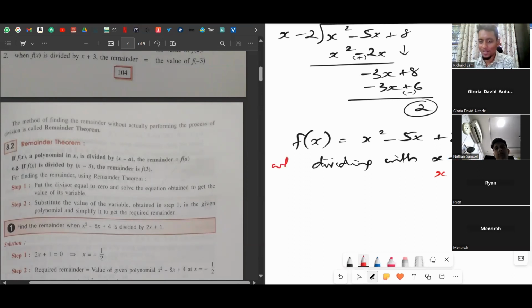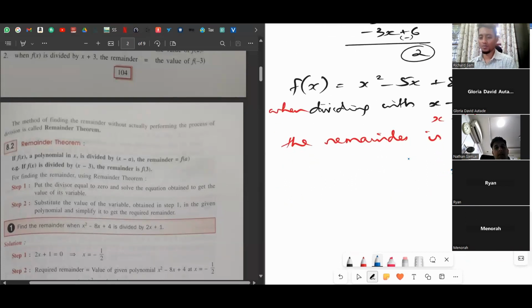When dividing with x minus 2, the remainder is f of 2. How did we get this 2? From this x minus 2, on the side you just write x minus 2 is equal to 0 and find what x is. Take the minus 2 to the right side, x will be 2, right? So that's the value of x that you're putting over here. Here they're calling it a, and a is 2. So the remainder is f of 2.